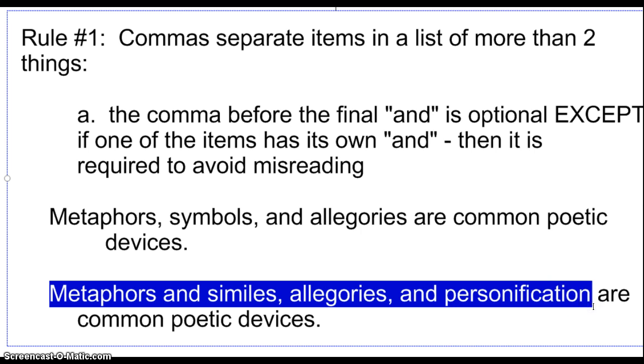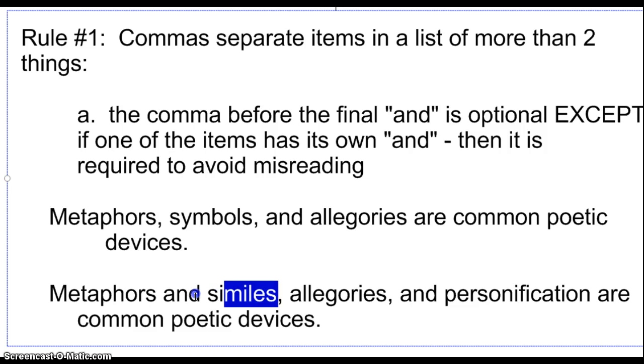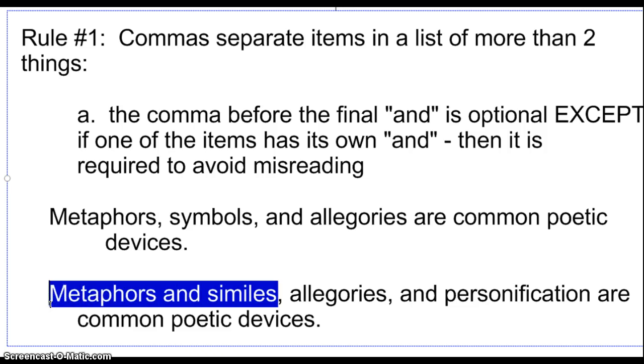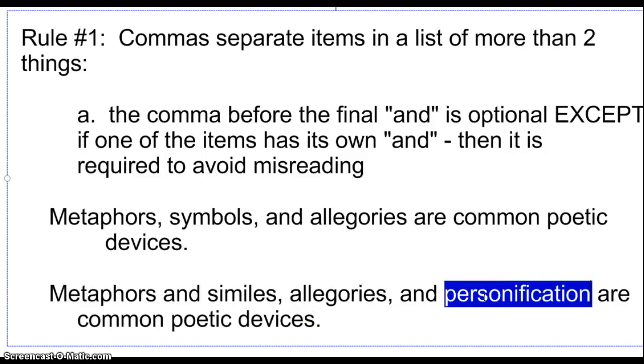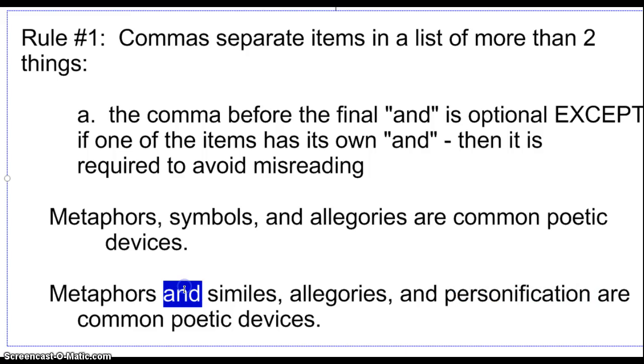Because metaphors and similes are 2 very similar parts of speech, I want my reader to know that I want them to take this as item number 1. Metaphors and similes, think of that as one thing. Then allegory is going to be number 2, and personification is going to be number 3. Since item number 1 has an and in it, I don't want my reader to get confused with this and this and. It seems like there are too many. So that means I have to put the final comma in. The comma that comes before the final and is not optional. You have to put it in there so that your reader can understand the role of the 2 ands.